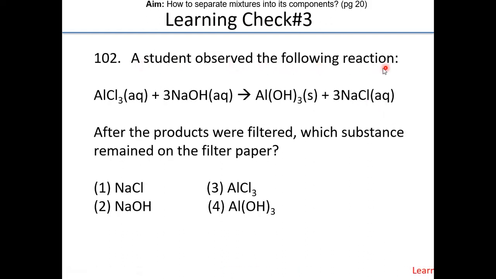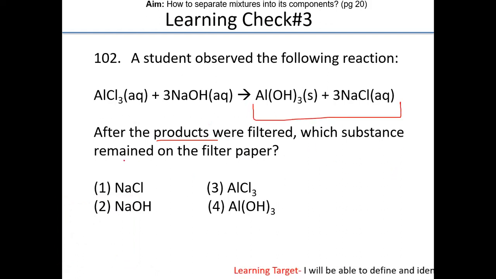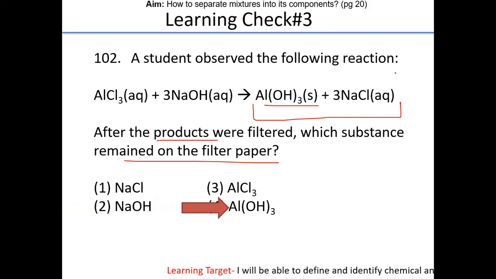A student observes the following reaction. After the products were filtered, which substance remained on the filter paper? Try to do this yourself, pause the video, and resume once you're done. Okay, so here's the answer. When it talks about products, it's referring to these things over here. Which substance remained on the filter paper? We know the solid is going to remain on the filter paper, so it's this substance here. NaCl is dissolved in water. It will pass through the filter paper.